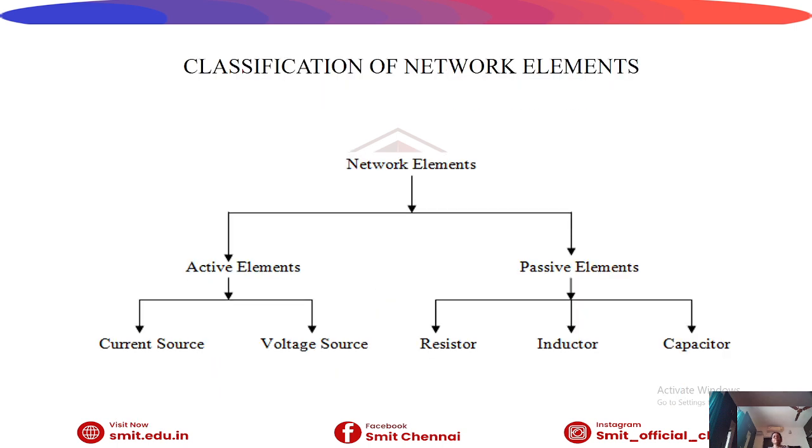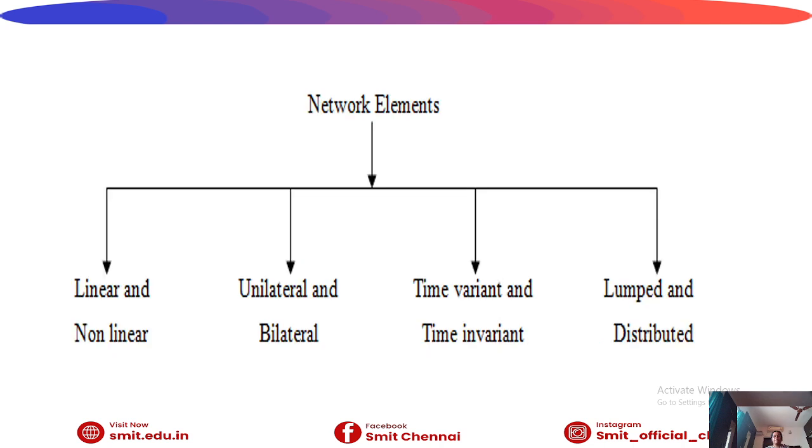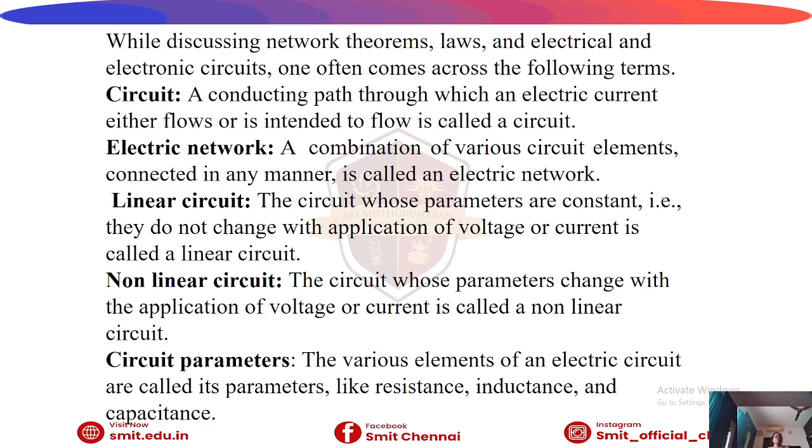Now the classification of network elements. Network elements are classified into active elements and passive elements. Active elements are further classified as current sources and voltage sources. Passive elements are resistor, inductor and capacitor. The network elements are also classified as linear and nonlinear, unilateral and bilateral, time variant and time invariant, lumped and distributed networks. While discussing network theorems, laws, and electrical and electronic circuits, one often comes across the following terms. Let's see them one by one.